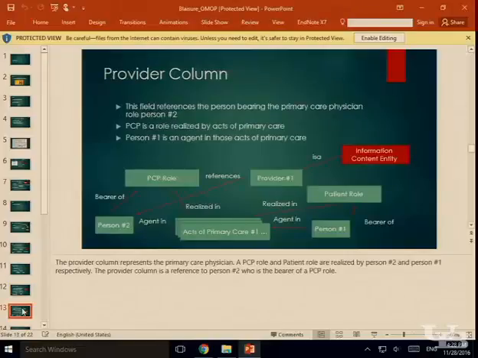The provider column, this field references the person bearing the primary care physician role. So what we're looking at here is a primary care physician is an agent in acts of primary care. Those acts of primary care realize the PCP role, which is in this case, person number 2 is bearing that role, and person number 1 is bearing a patient role.